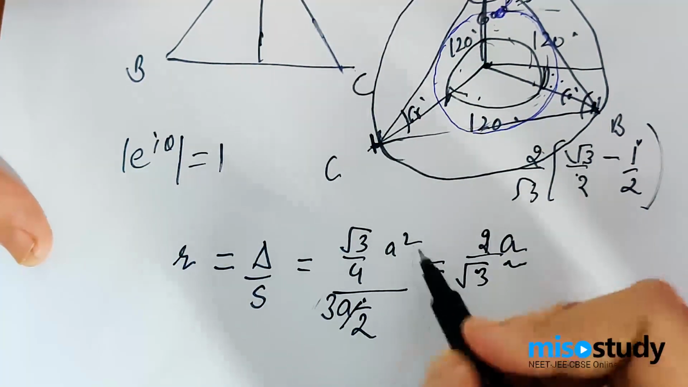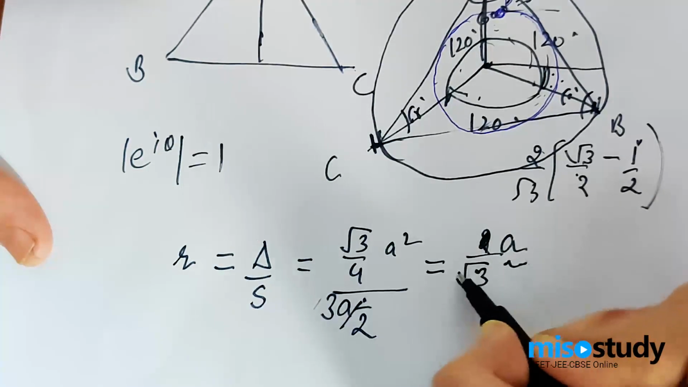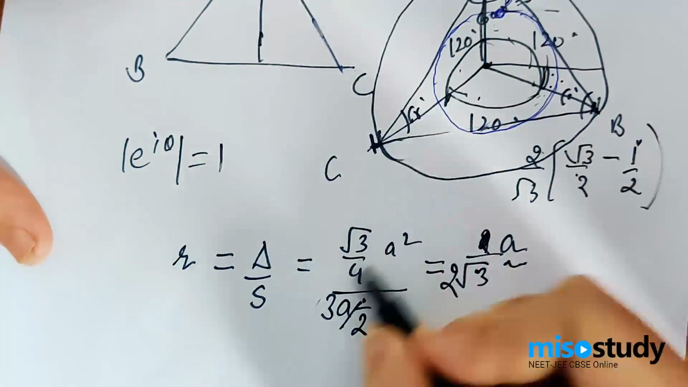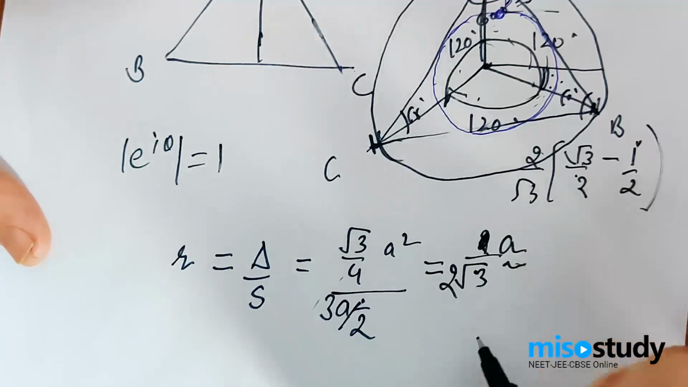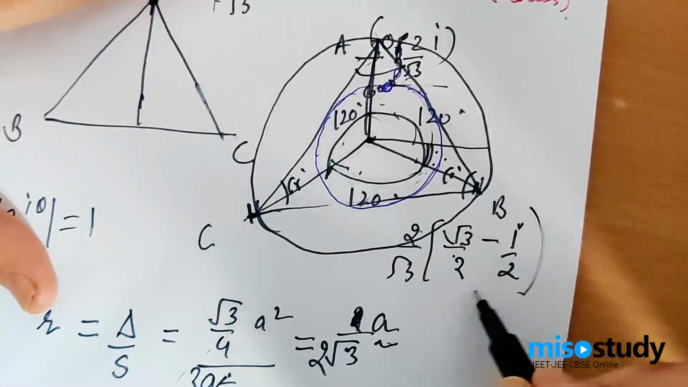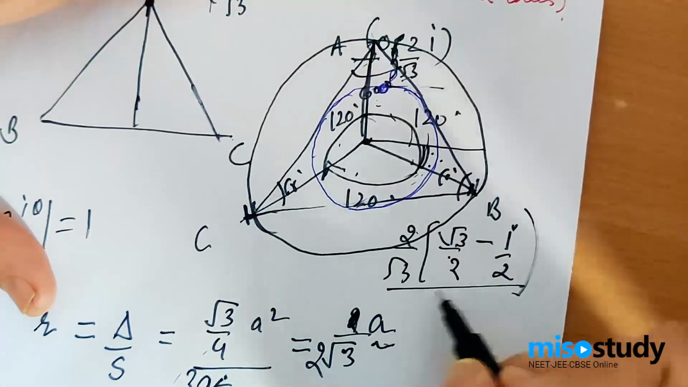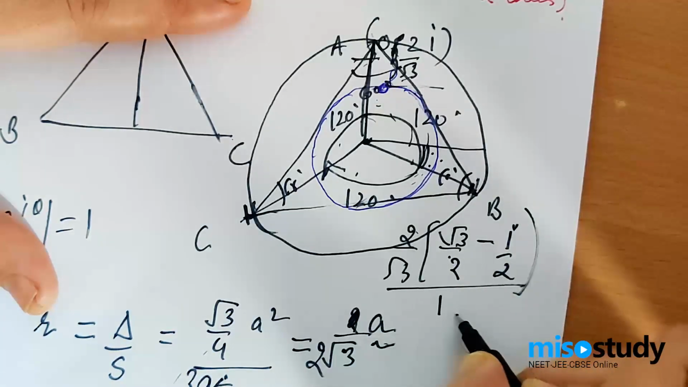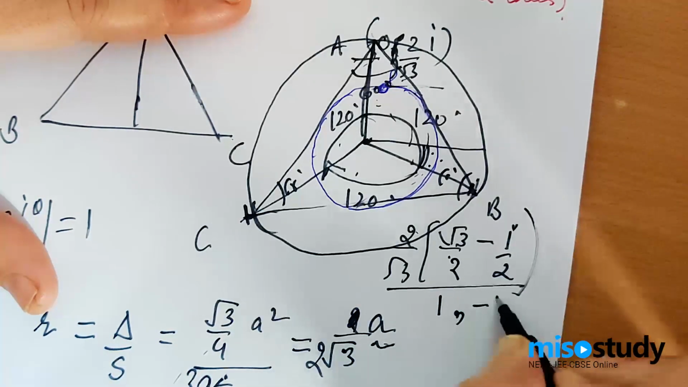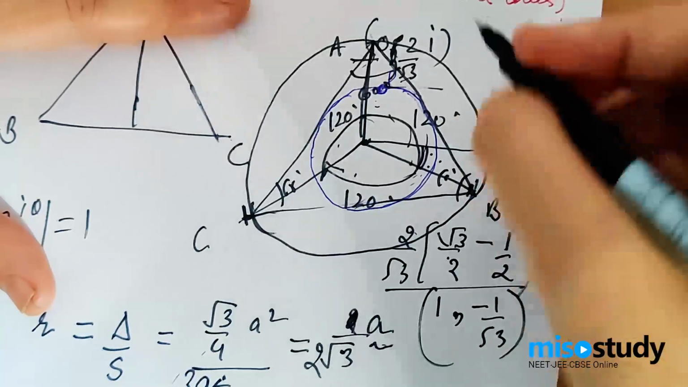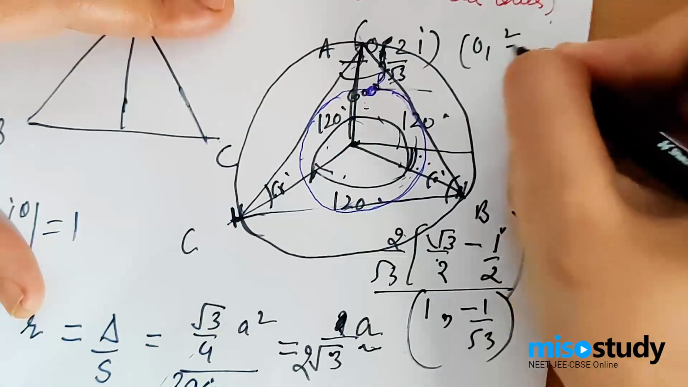So no, it's not 2 by root 3, it's 1 upon A by 2 root 3. I made a calculation mistake. So let's find out what A is. On solving, to find out A, now if you see the coordinate of this point B would be 1, comma, minus 1 by root 3. And in this case it is 0, comma, 2 by root 3.